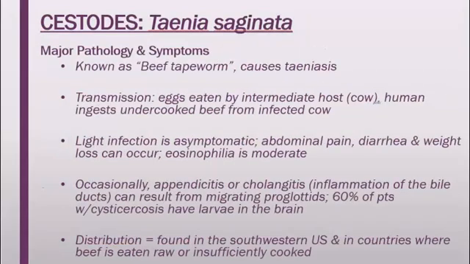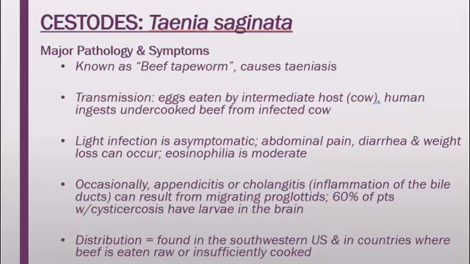Now let's move on to our next species of cestode or tapeworm. It's Taenia saginata. This is known as our beef tapeworm. The transmission is eggs are eaten by the intermediate host, or a cow. Humans ingest the undercooked beef from the infected cow. That's how we become infected.